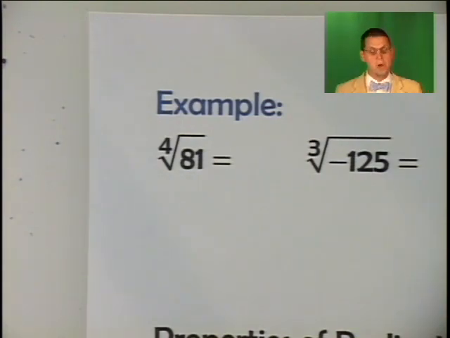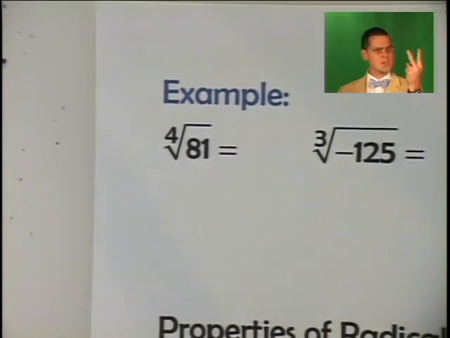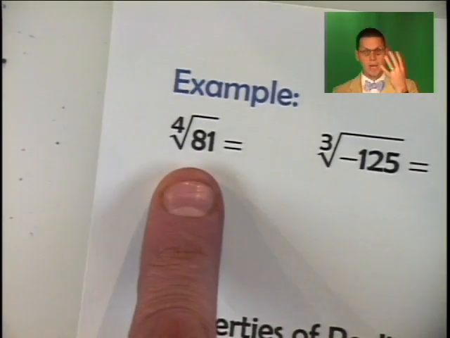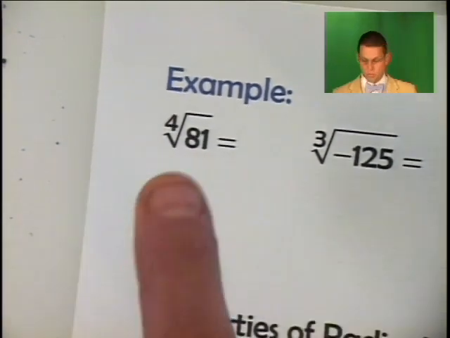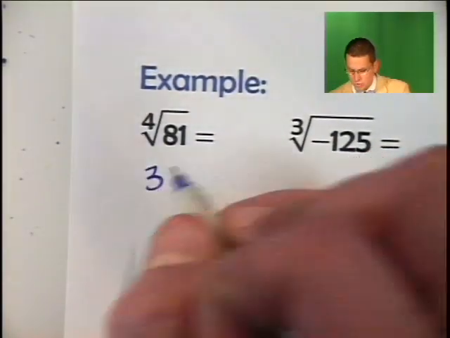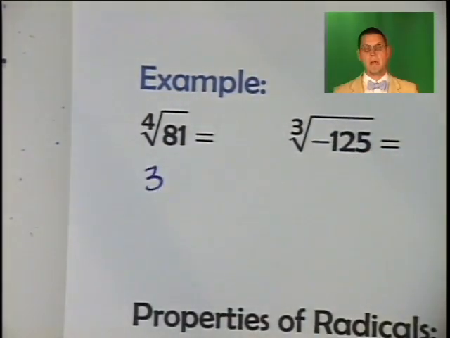You can start with small integers like 1. 1 times 1 times 1 times 1 is 1. So it can't be that. It's got to be bigger. 2 times 2 is 4. Times 2 is 8. Times 2 is 16. So it's not 2. What about 3? 3 times 3 is 9. Times another 3 is 27. Times another 3, 27 times 3 is 81. Aha! So the fourth root of 81 is 3, because 3 to the fourth power is 81.